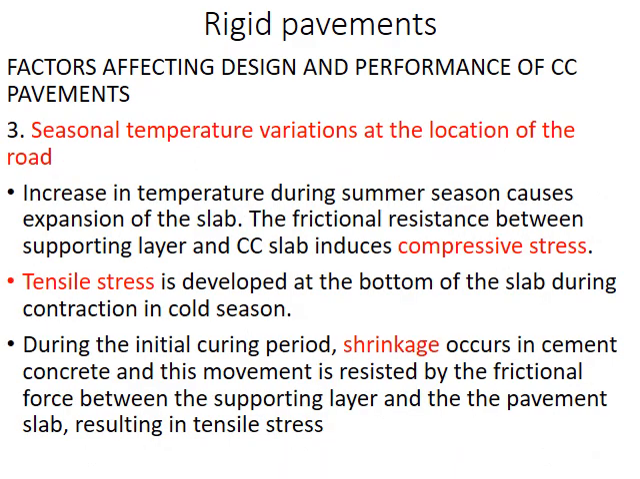Third factor affecting the design of rigid pavements are the seasonal temperature variations on the pavement. That is, seasonal variations also include summer season, which again leads to absorption of heat by the pavement, and there will be expansion, and expansion will lead to resistance between the supporting layer and the slab, and this will induce a certain compressive stress, and tensile stress is developed at the bottom of the slab during contraction in cold season.